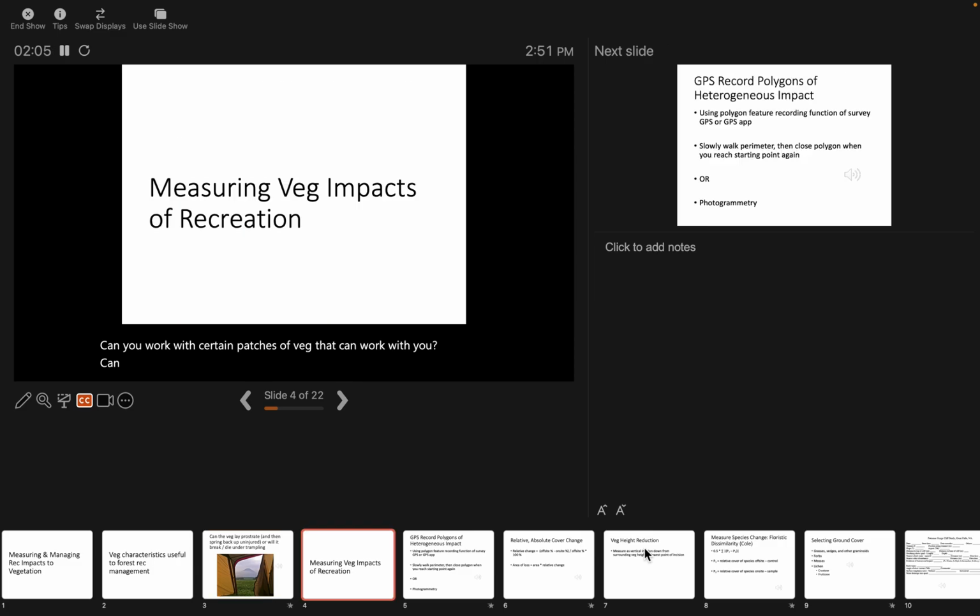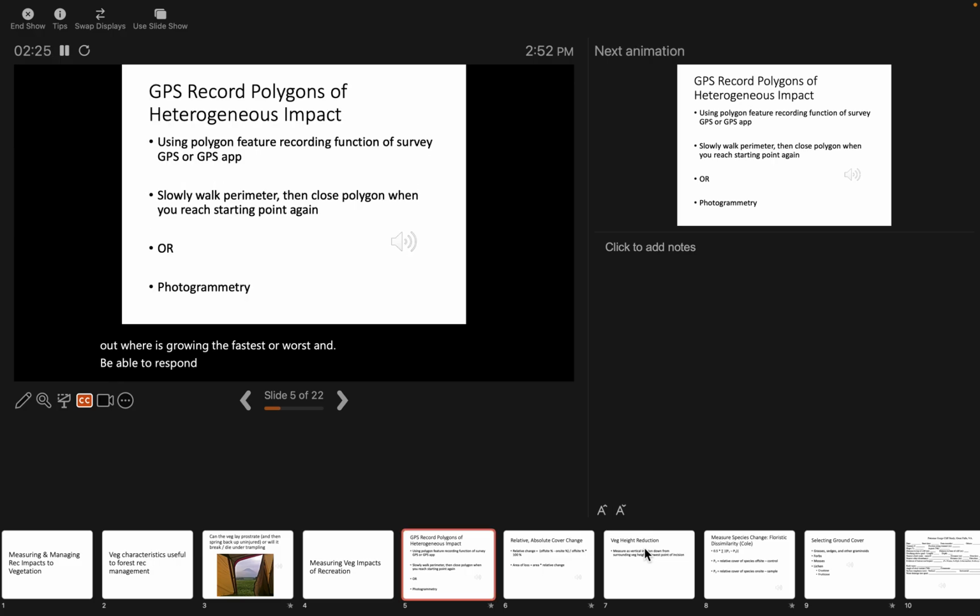Where that veg isn't available, and where we maybe don't have areas of exposed bedrock, also very durable and resistant to impacts, can we characterize those impacts so we can track them over time, figure out where it's growing the fastest or worst, and be able to respond and put together a strategy that is well-reasoned instead of just a knee-jerk reaction: "Oh, we got to shut this down."